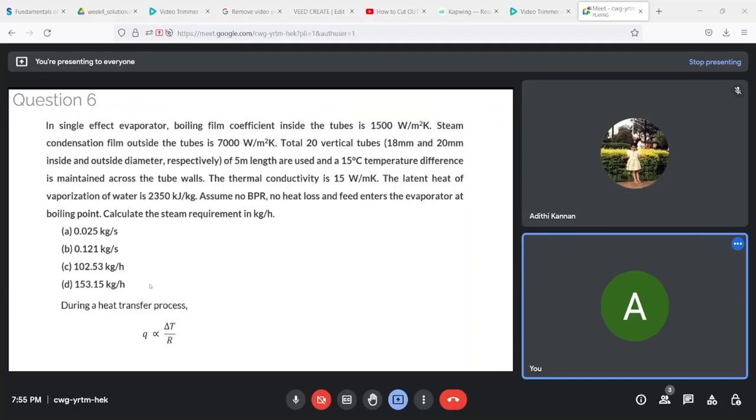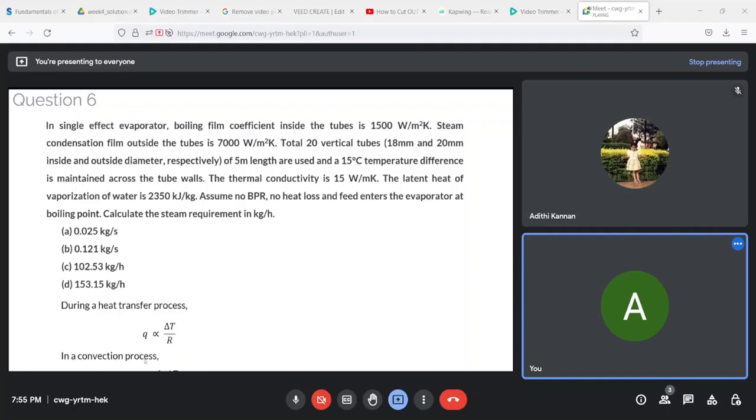So, for any heat transfer process, the heat flux q is directly proportional to delta T by R. Note here, this is small q that I am using. Small q stands for heat flux, which is equal to the heat transfer rate, capital Q, divided by area, which is why we don't have an area term here. So heat flux is equal to Q by A, and that is directly proportional to delta T by R. So the higher the temperature gradient, the more the heat flux, and the higher the resistance, the less the heat flux.